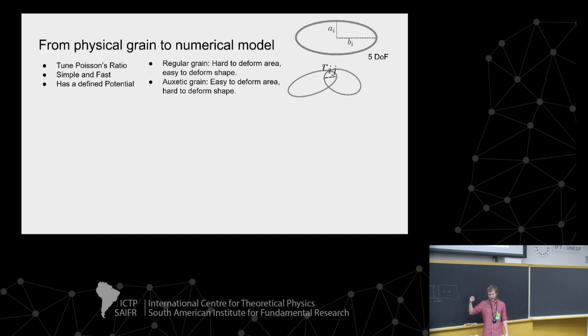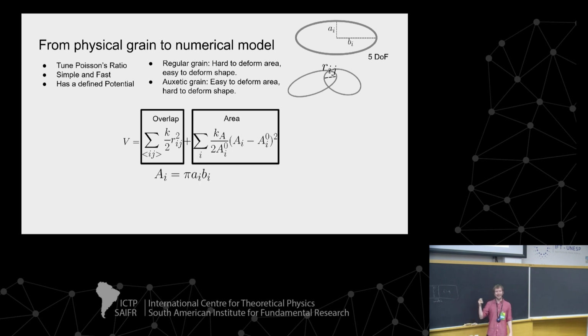So with these thoughts in mind, we designed a potential which first had an overlap energy or a volume exclusion energy, just from the overlap of two ellipses. Secondly, it has an area energy, which is an energy that tries to restore the original area of the particle. So if you deform it, it wants to go back to its original area. And thirdly, it has a shape energy that wants a particle to remain in its original shape, which in this case is a circle. And this epsilon here is a form of linear eccentricity.